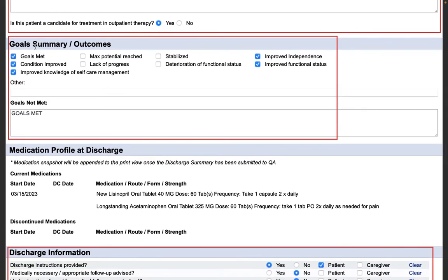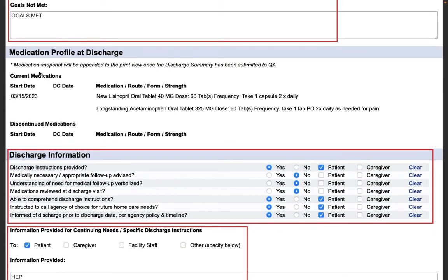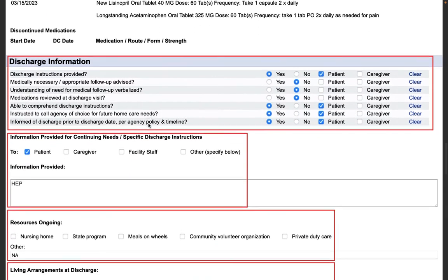Goal summary outcome. Usually I check a couple of these. They improved functional status, condition improved, goals met. Broad explanation, similar to the previous page, goals met. You do not need to address this. This will usually not be here.